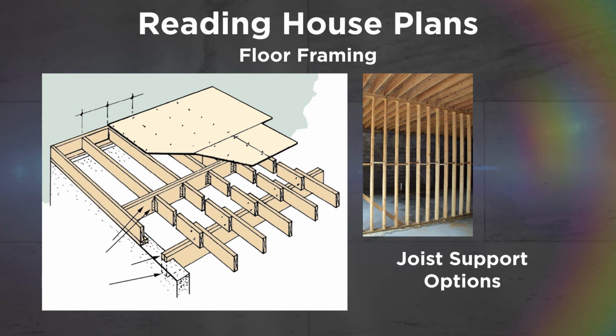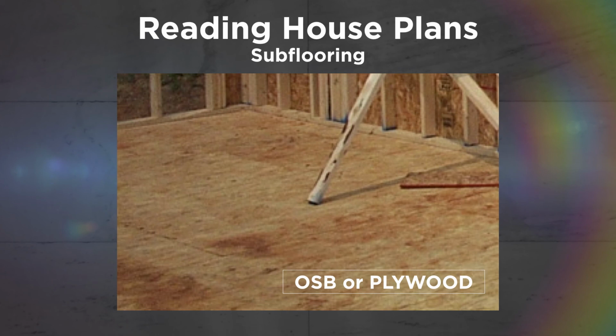The subflooring is placed perpendicular to the direction of the floor joist. This will help keep the flooring area square. Subflooring is typically either OSB, oriented strand board, or plywood, and is considered a structural material. The finished flooring is typically placed on top of an underlayment, which will rest on top of this subfloor.